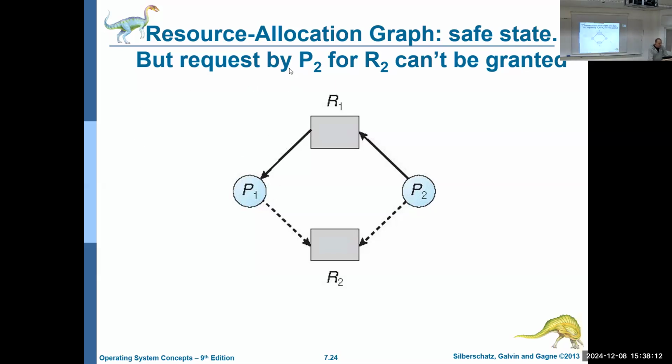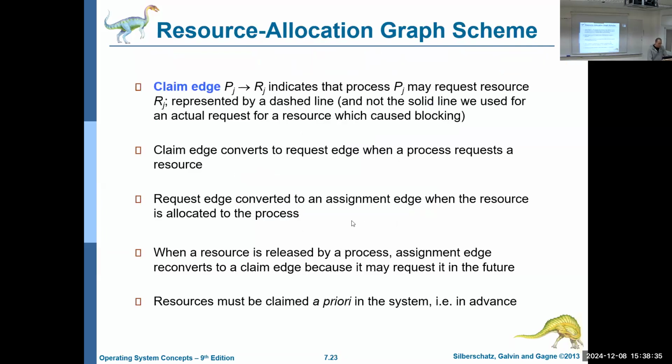In this case, it's a safe state, but the request by P2 for resource 2 cannot be granted. But the request by P1 for resource 2 could be granted, because then he's got everything he needs. And so that's going to be totally safe. Unless P1 finishes, then we can grant. If P1 would finish or release resource 1, then we could grant P2 this resource 2. But in the current state, we can't grant.